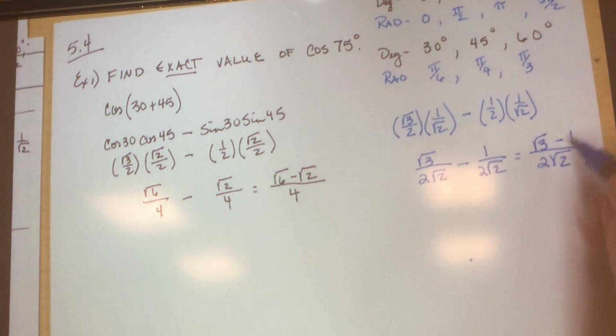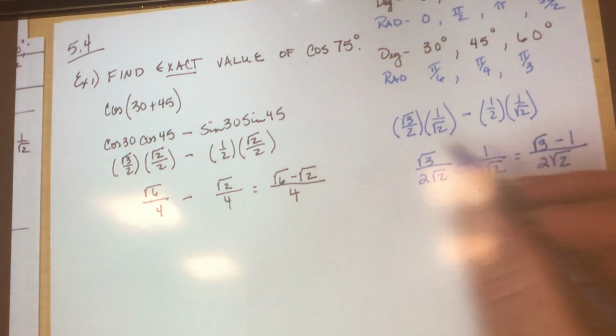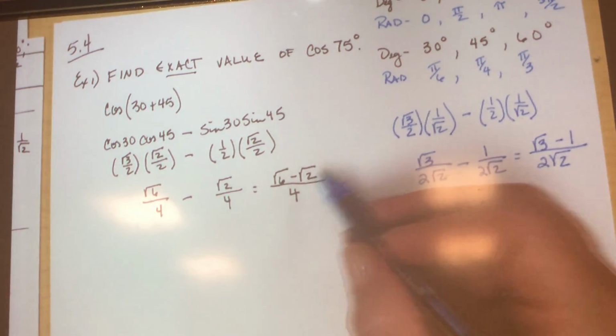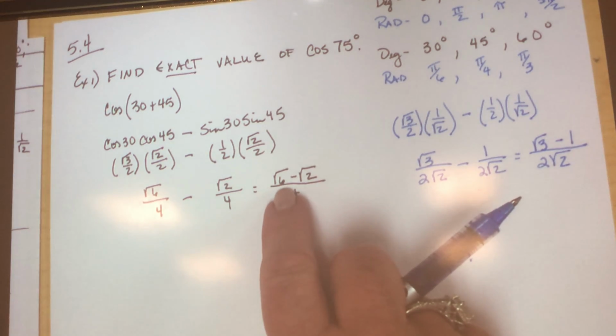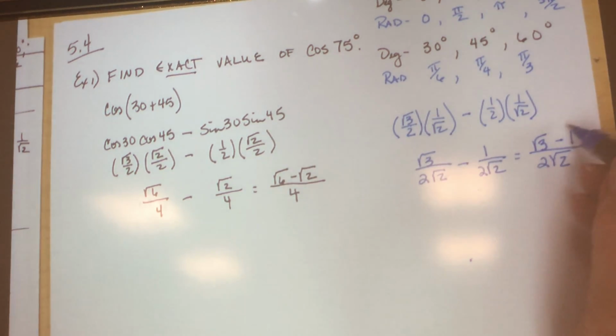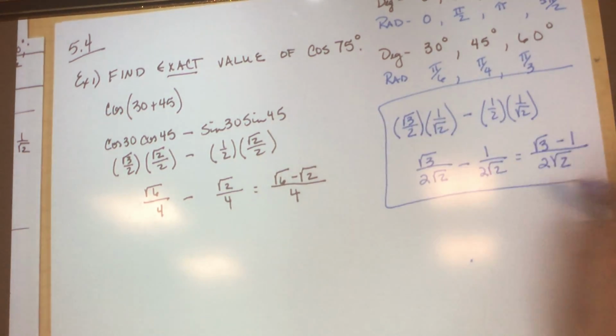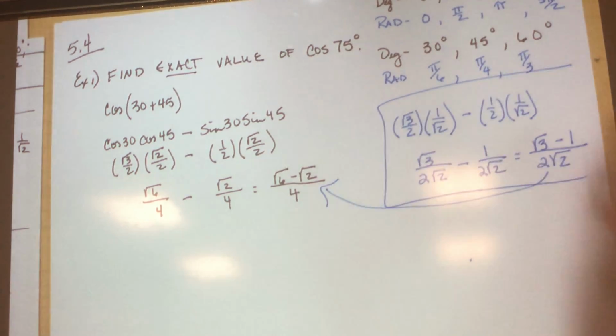Will you multiply this top by the square root of 2? The whole thing? What's the square root of 3 times the square root of 2? Square root of 6. And what's 1 times square root of 2? Minus square root of 2. So, square root of 6, you don't take out the 2. That's okay. Alright, so these things right here are equivalent. They're the same thing, guys.